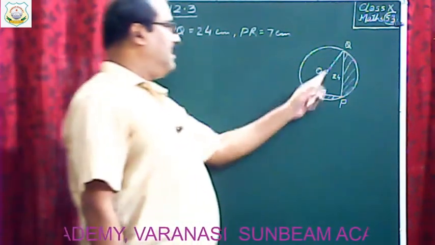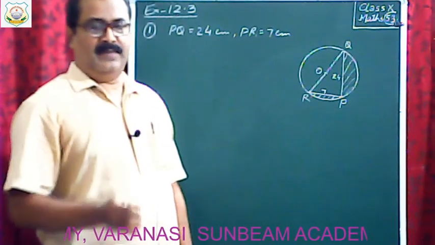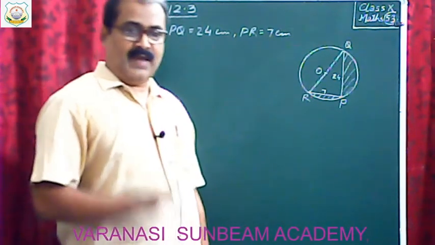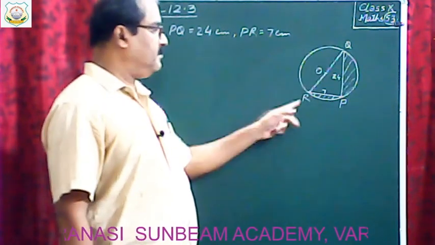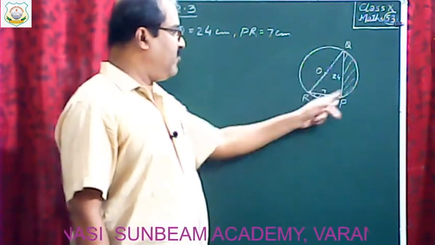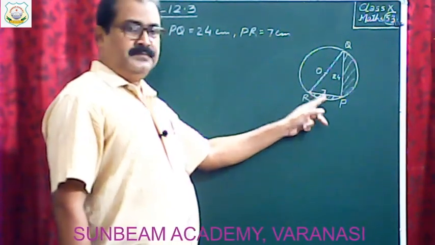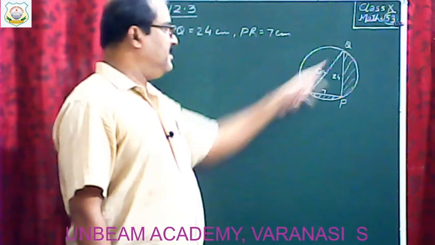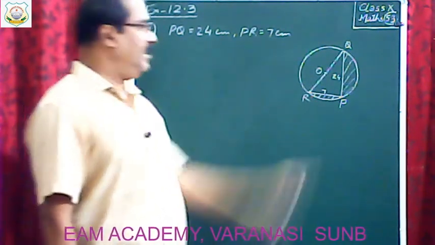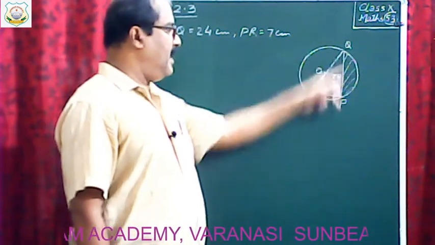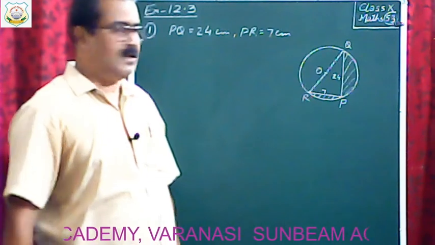Okay, O is the center, then QR is the diameter of the circle, and the diameter of a circle divides it into two semicircles. Why are there two semicircles? In one semicircle, one triangle is there. So you have to find the shaded area, meaning area of semicircle minus area of triangle. Area of semicircle minus area of triangle PQR, then you get the shaded area.